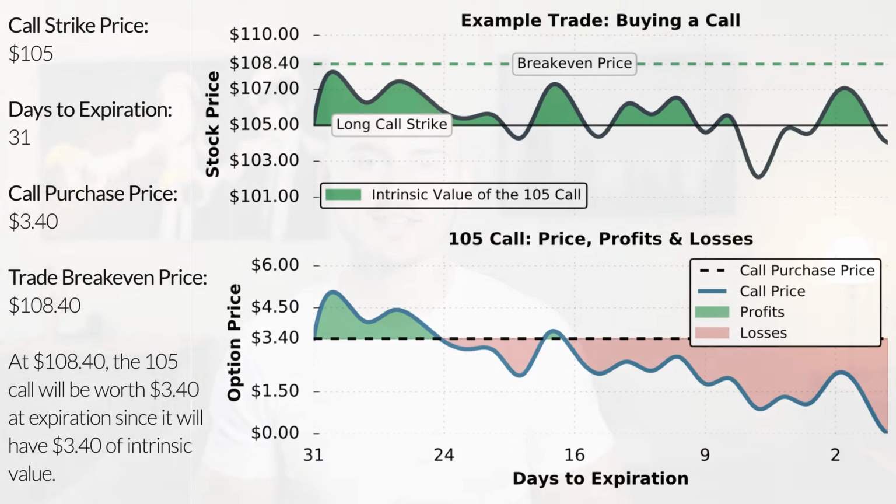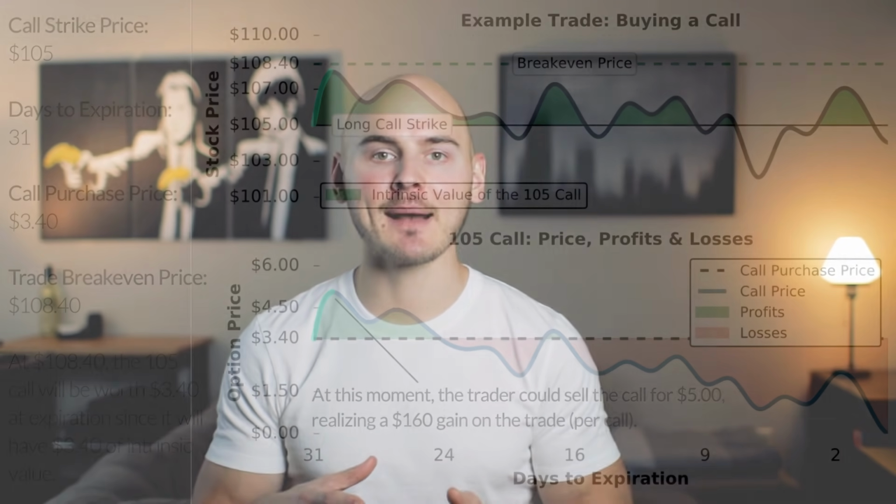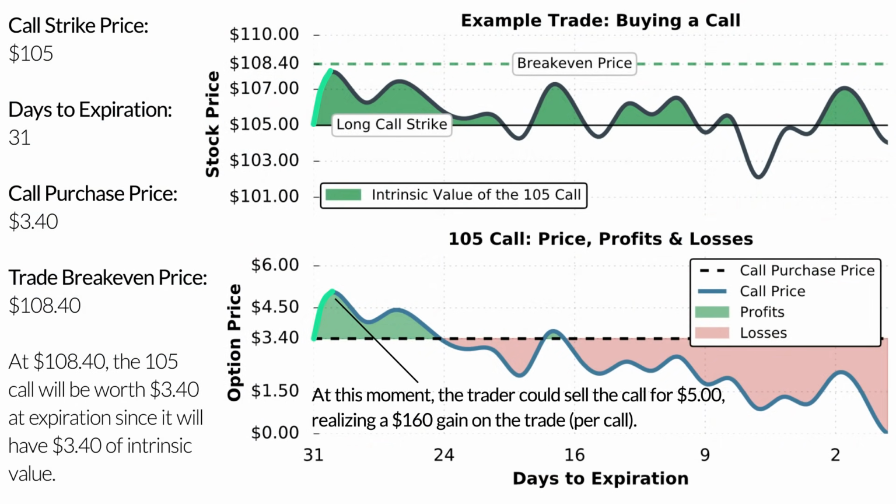Early on in this trade, we can see that the stock price increases very quickly to a price of about $108, and with the quick increase in the stock price right after purchasing this 105 call option, we can see that the value of the 105 call option also increases to a price of about $5. At an option price of $5, if a trader purchased this call option initially for $3.40, they would have an unrealized profit of $160 per call option that they purchased, since they initially paid $340 for the option, but with the option price now at $5, that means the option's value is $500, and if an option goes from $340 in value to $500 in value, that means the option price has increased by $160.